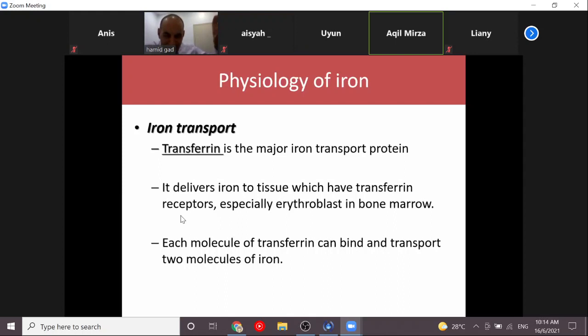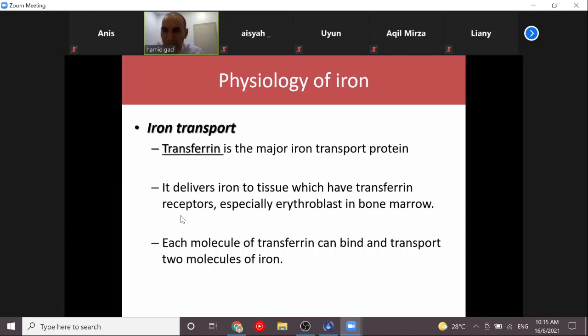Yes, Doctor. Okay, so after we eat, absorption in the small intestine, in the duodenum, goes to the blood. In the blood, iron is combined to transferrin. Each transferrin combines with two iron molecules and carries them to the erythroblast in the bone marrow, to be used by the erythroblast to produce hemoglobin. The extra amount is stored as ferritin and hemosiderin.